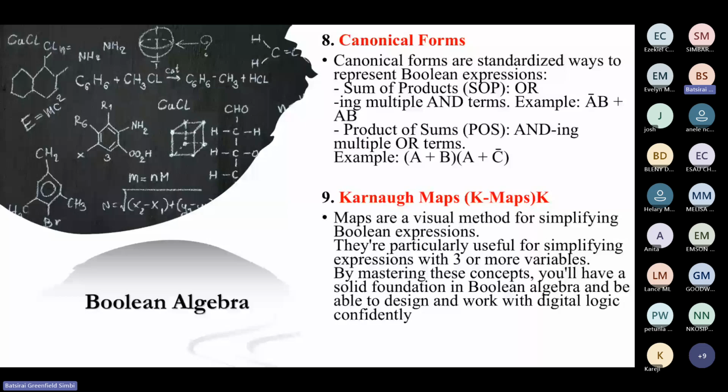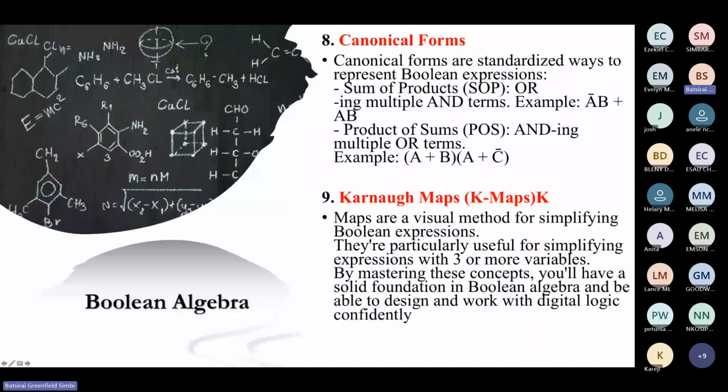So with sum of products, for example, A complement B plus AB. So this is a sum of products because we have an AB here and then a negation B.